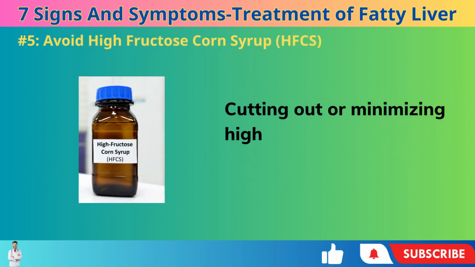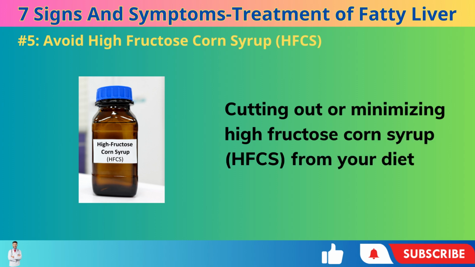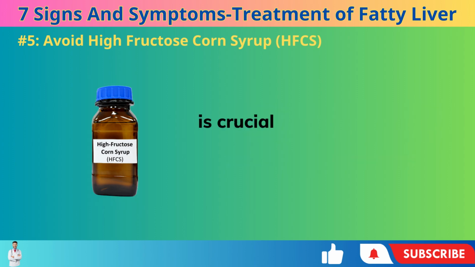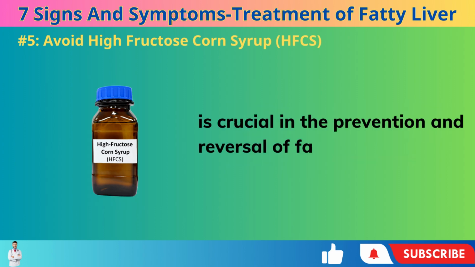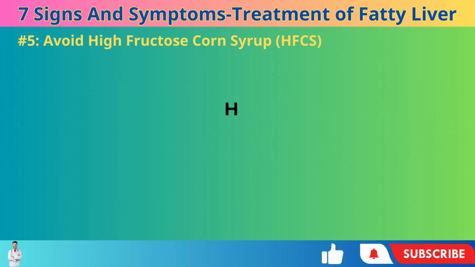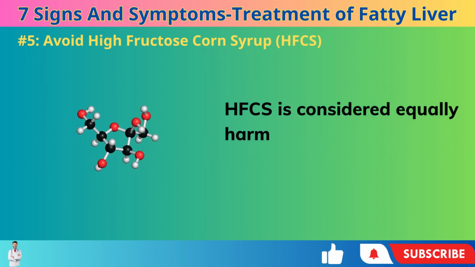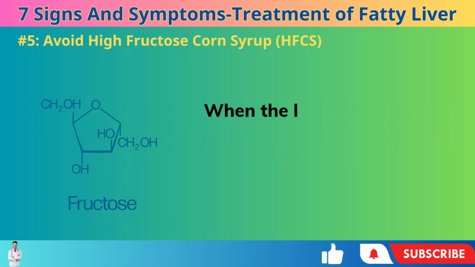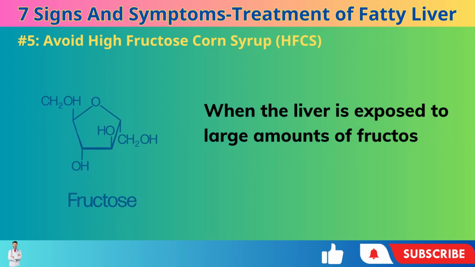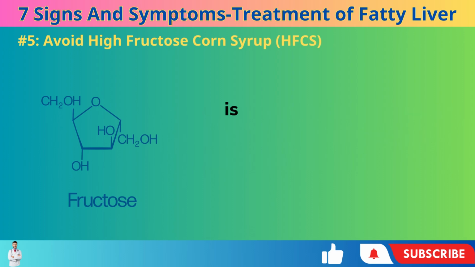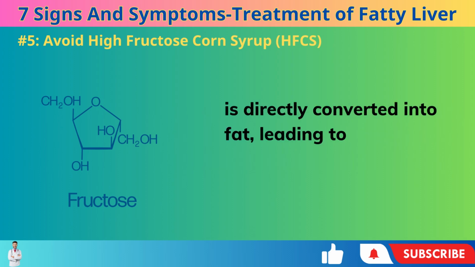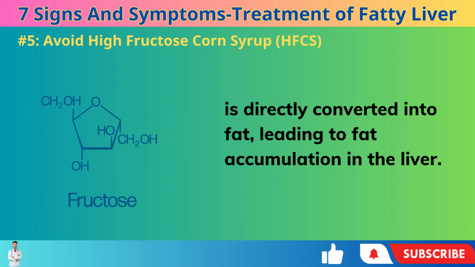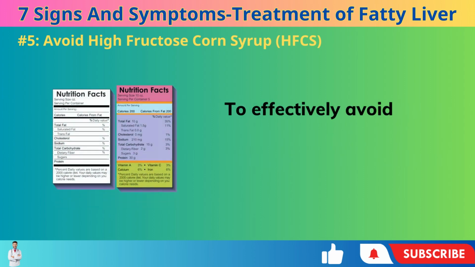Number 5. Avoid high fructose corn syrup, HFCS. Cutting out or minimizing high fructose corn syrup, HFCS, from your diet is crucial in the prevention and reversal of fatty liver disease. HFCS is considered equally harmful, if not worse than regular sugar. When the liver is exposed to large amounts of fructose, the excess fructose is directly converted into fat, leading to fat accumulation in the liver.